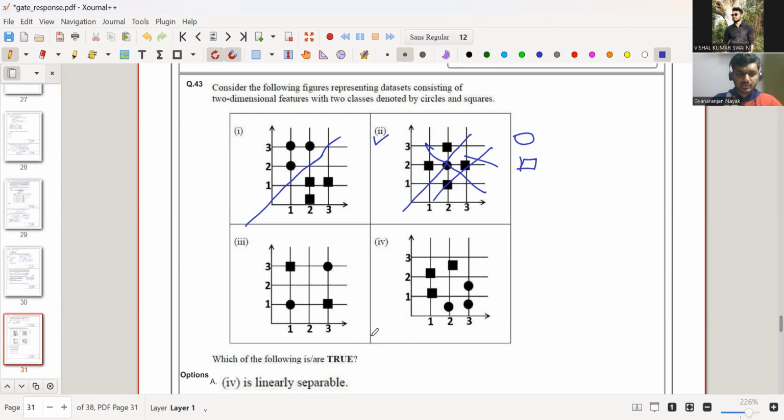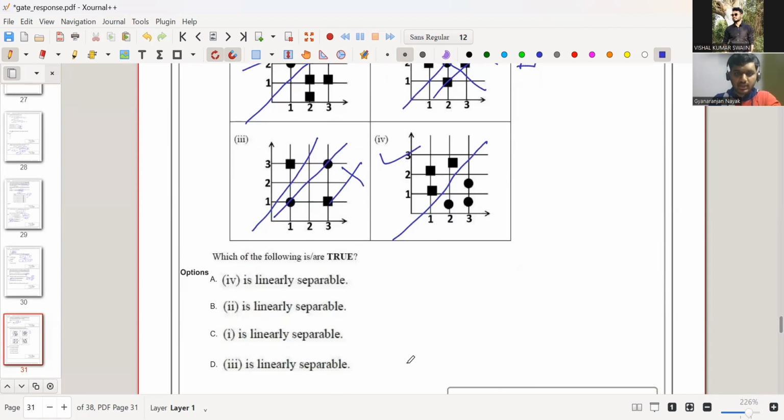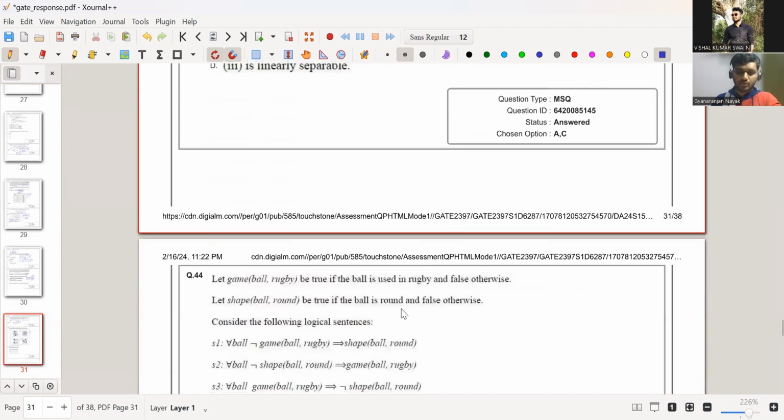If you notice option III, if you draw this line, it is not linear separable. If you draw this line, it is also not linear separable. So it is not linear separable. If you see the fourth, you notice it is a linear separable line. So options I and IV are linear separable, that is option C and A. So your answer is A and C. We proceed for next.